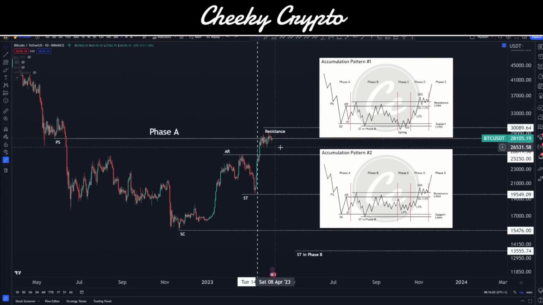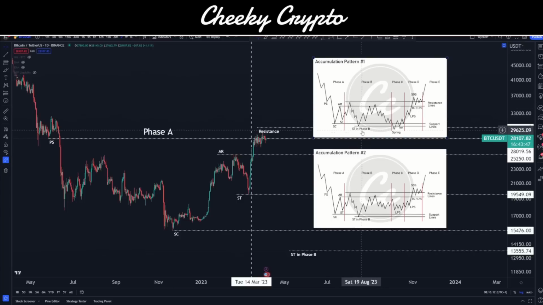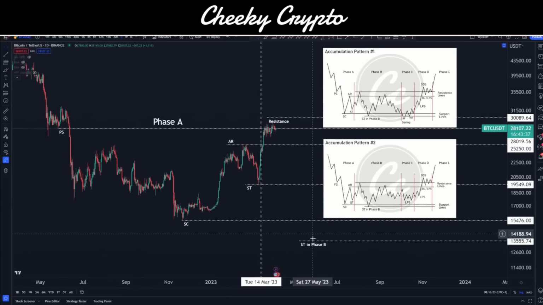Okay, so that does tie in very nicely with this area being basically the top of our phase B, which means that we are looking for a secondary test in phase B. This is the same regardless of which pattern you follow, and it would put us down lower than the selling climax that we saw in phase A. This essentially would put us down, in my opinion, more towards that $13,000, $14,000 level.